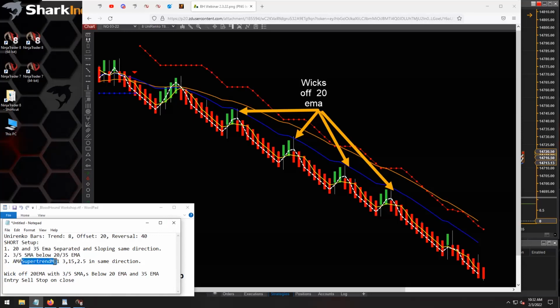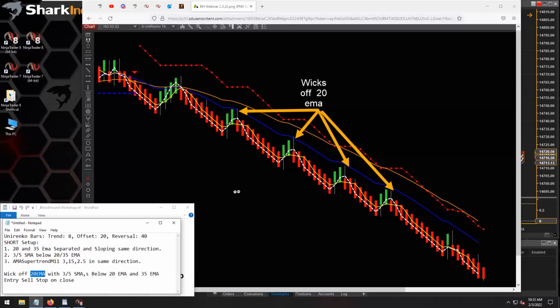And then the SuperTrend M11 is also a trend direction filter being used. So once all the moving averages and the SuperTrend are sloping, well, actually the SMAs don't necessarily have to be sloping in the correct direction. They just need to be above or below the EMAs. And what we're looking for is the wick to be touching that EMA 20. We want the wick touching the EMA 20 there.